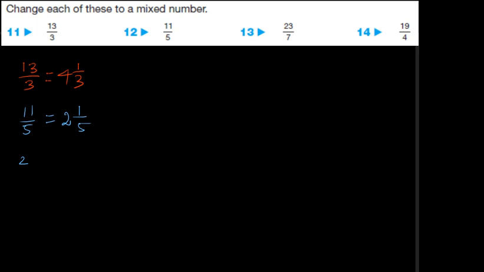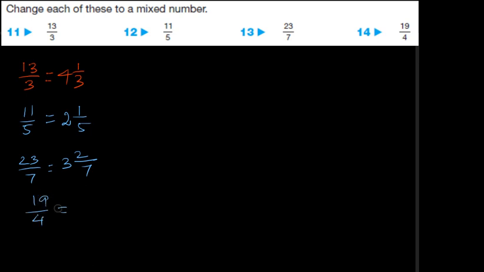Similarly, 23 by 7. We know that 3 7s are 21. The balance is 2, so 3 and 2 by 7. The denominator is as usual the same. Similarly, the last one, 19 by 4.